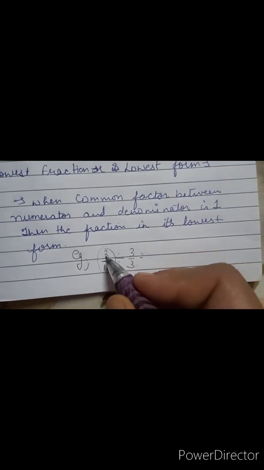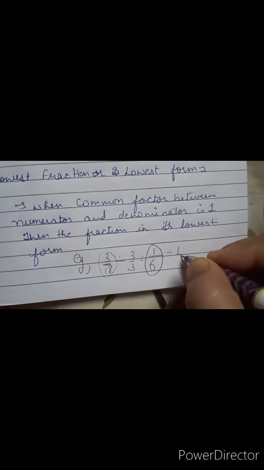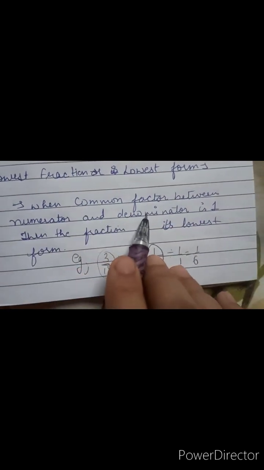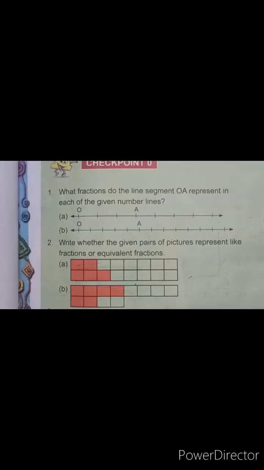Now if we will divide 3 by 3, what will come? 1. Then 18 divided by 3, what will come? 6. Further, it is not reducing. So this fraction is called lowest term, lowest form, simplest form, lowest fraction. Any name you can give, because further its common factor is 1. That is why we say, when common factor between numerator and denominator is 1, then the fraction is in its lowest form. This is the lowest form.